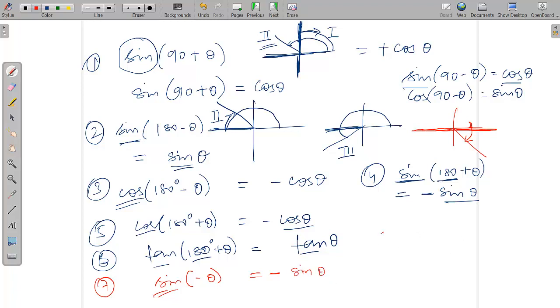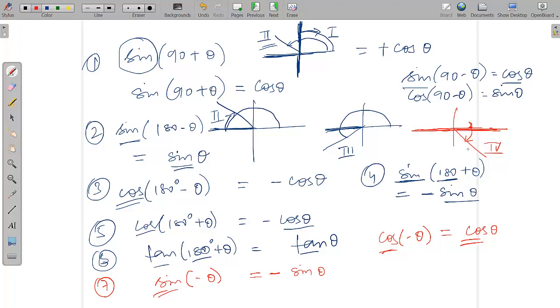Similarly, if you see cos minus theta, what will that become? This is in the fourth quadrant, and in the fourth quadrant cos is positive. So it will become cos theta itself. And since we are touching this line, we are not going to change this trigonometrical function. So it's still cos theta. Alright, so this is also one thing.